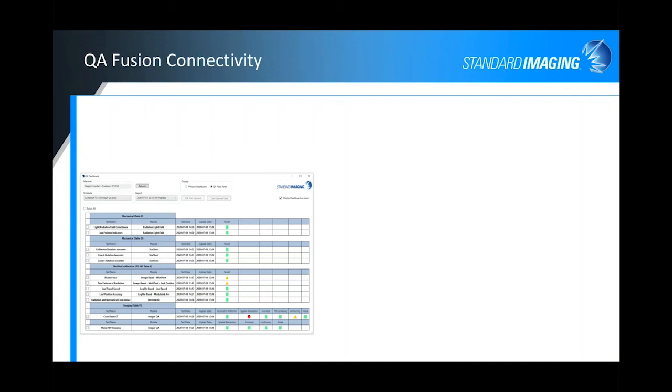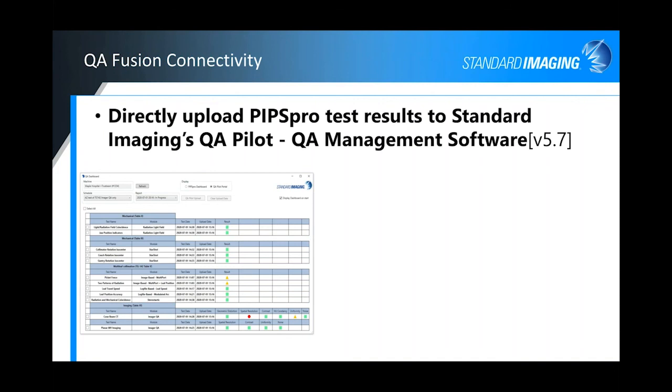And then, as I mentioned, our QA Fusion, we introduced this recently as a connectivity solution where our PIPSpro software will automatically upload data to our QA pilot system. And here is the dashboard showing what tests you can select, which tests you want to move over to QA portal or QA pilot, excuse me, through the portal. And like I said, it automatically will upload those accordingly.